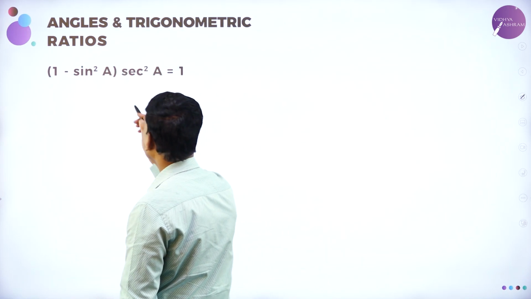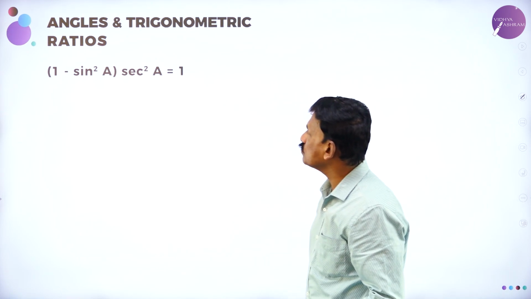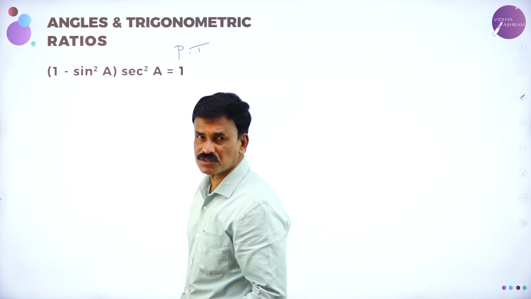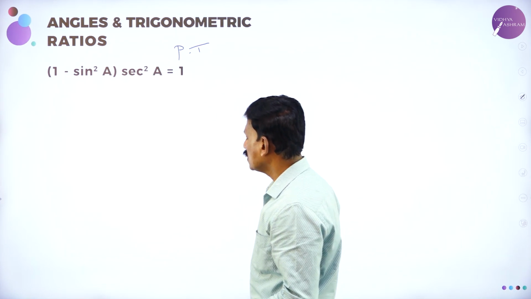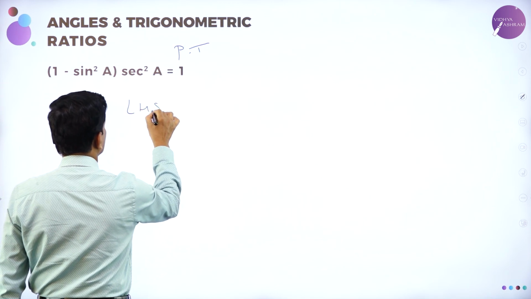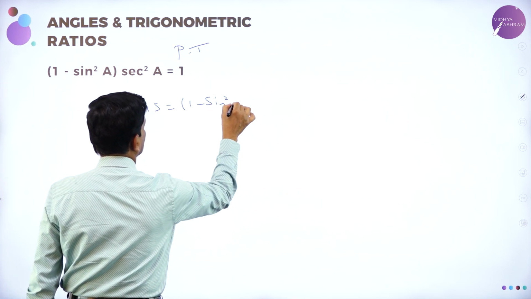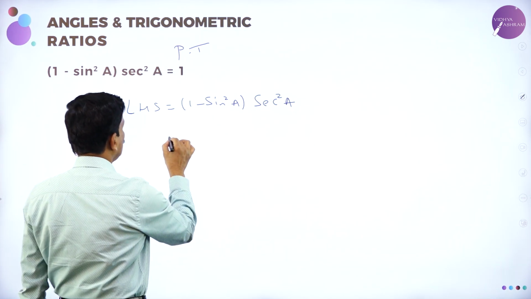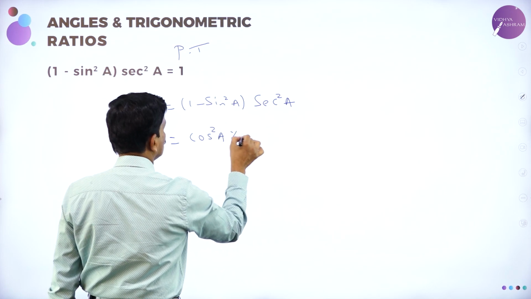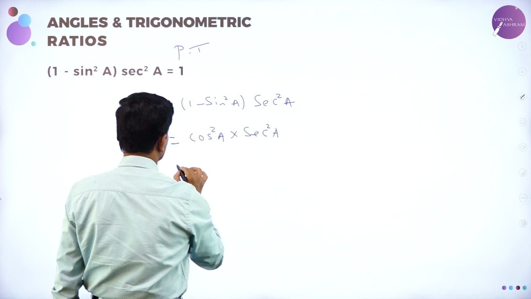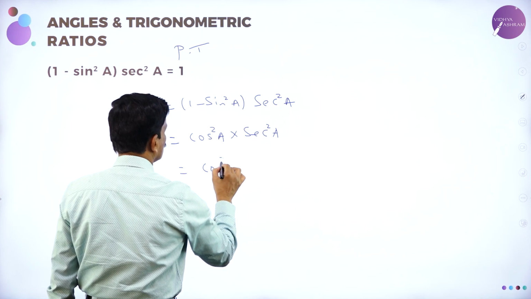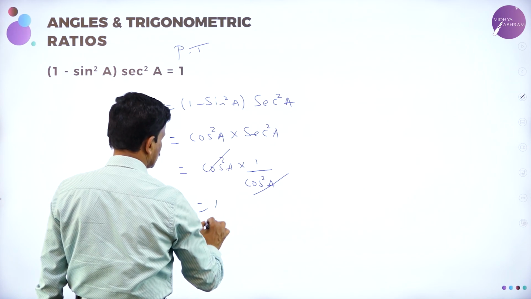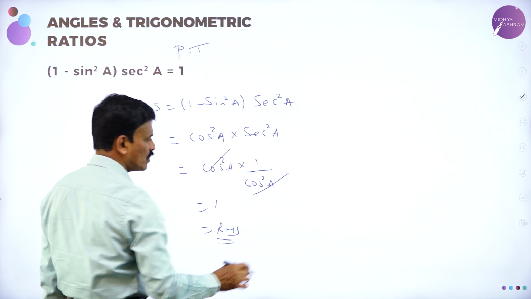Prove that (1 minus sin square A) into secant square A is equal to 1. Now what is LHS? LHS is (1 minus sin square A) into secant square A. Now 1 minus sin square is cos square A, into secant square A. Now cos square as it is, secant square can be written as 1 by cos square A. Cos square gets cancelled, that's equal to 1, which is the required RHS.